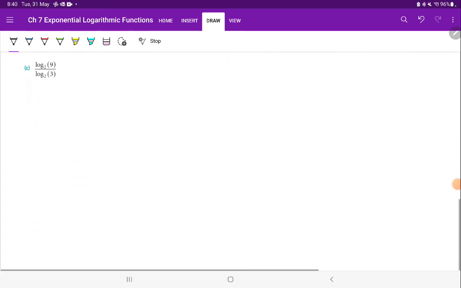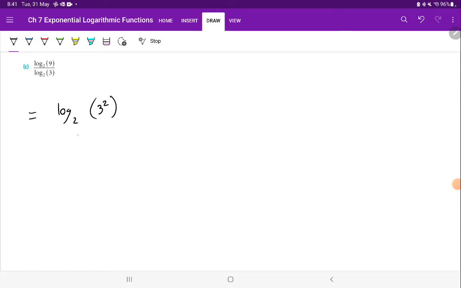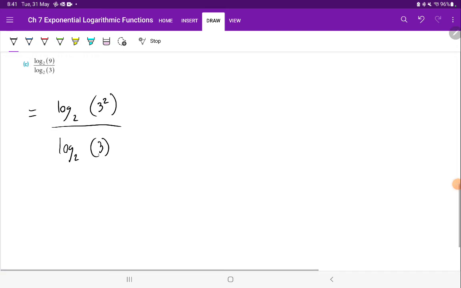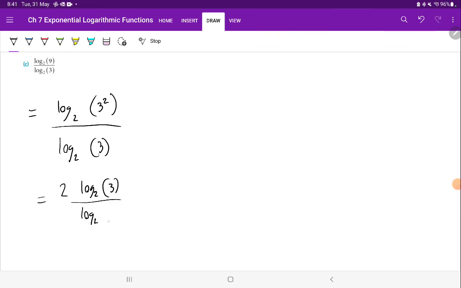So for this one here, we're going to use just the second rule, actually, the third rule that we've looked at. So let's write this as log 2 of 3 squared over log 2 of 3. Well, using the power law, I can pull the 2 out the front, so I get 2 log of 2 over log 2 of 3. And I'm dividing something that I'm timesing by. So they just cancel and I'm left with 2. And there's our final answer.